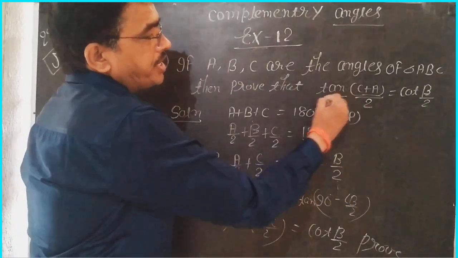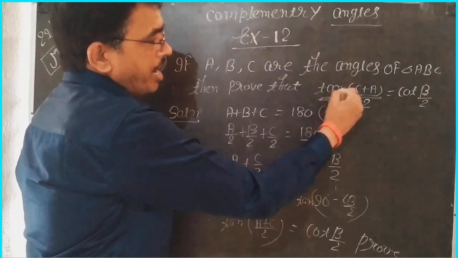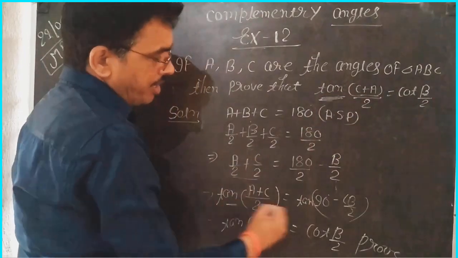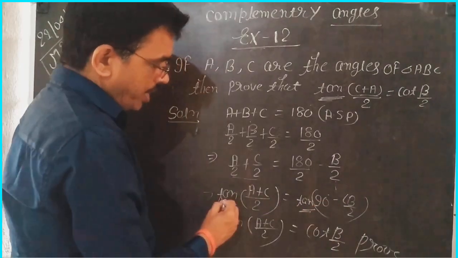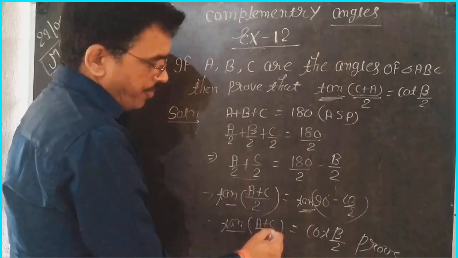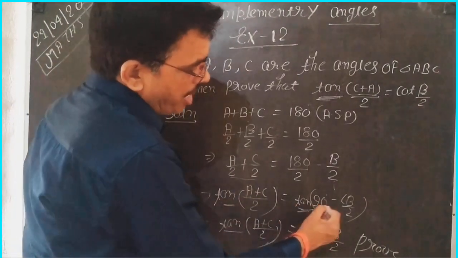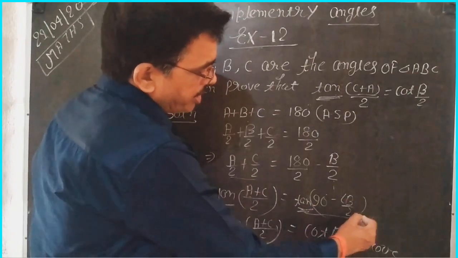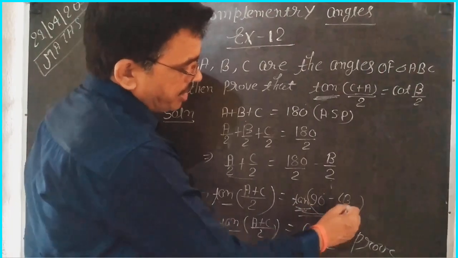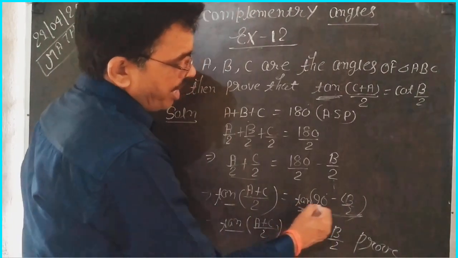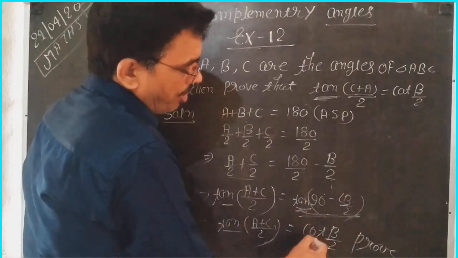The question has tan, so taking tan both sides. Here is tan and here is tan also. We take tan both sides. What we get here? Here is tan (A plus C) by 2, and there is tan 90 minus B by 2. It is a complementary angle of cot. That is tan 90 minus theta is equal to cot theta. Then tan 90 minus B by 2 is cot B by 2.